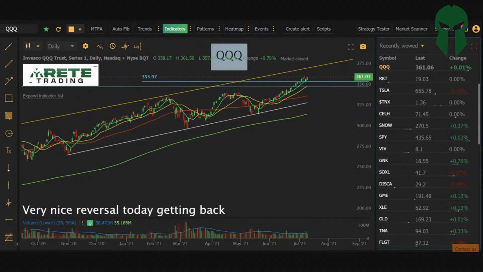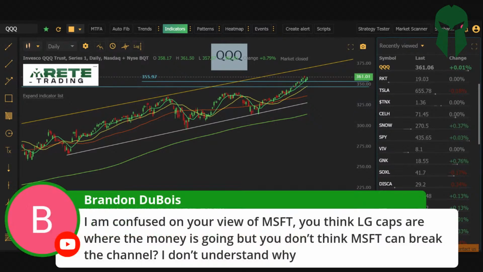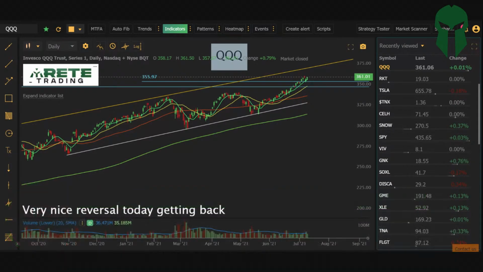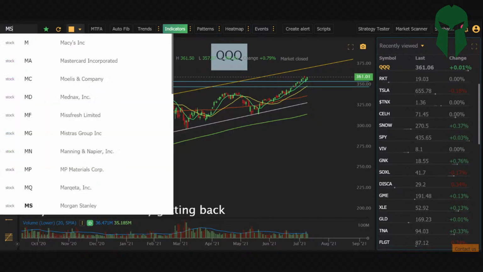NVIDIA. Oh, here, I'm sorry. Let's just go through this. Sometimes I miss these things. So thanks for going. I'm confused in my view on Microsoft. If you think large caps are breaking when the money goes, we think break channel. I understand why. Because it's not breaking the channel, because it's telling me that it's not doing it.